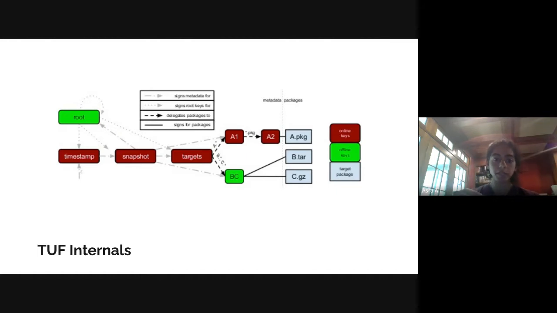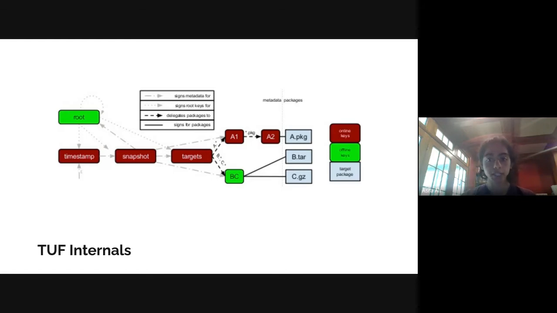This root metadata signs off on all the rest of the roles, including itself, which is why there's this back arrow into the root, the smallest dotted line, which signs root keys. The other three roles are the timestamp role, a snapshot role, and a targets role. Just real quick, the targets role is the thing that's actually signing targets. So signing projects, signing packages, signing files you want to distribute, really anything along those lines.